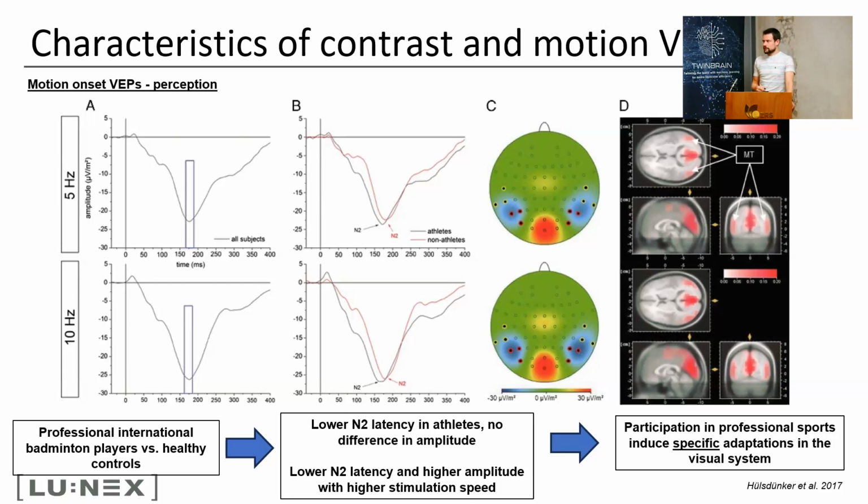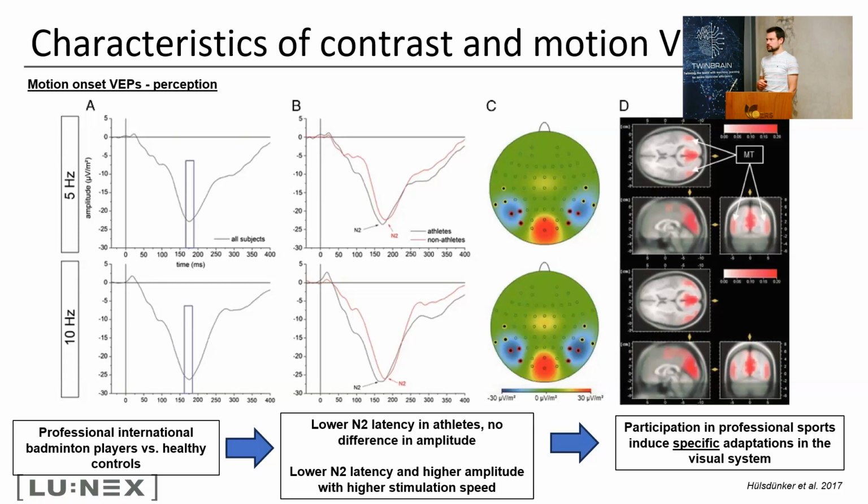The bottom line here is that in contrast to the color and luminance contrast, we see clear differences here, especially in the latency, not in the amplitude. The amplitude was more or less similar and statistically not significant between the two groups. However, we see a difference in the latency. The visual motion sensitive area MT of the athletes is activated earlier when compared to the non-athletes.